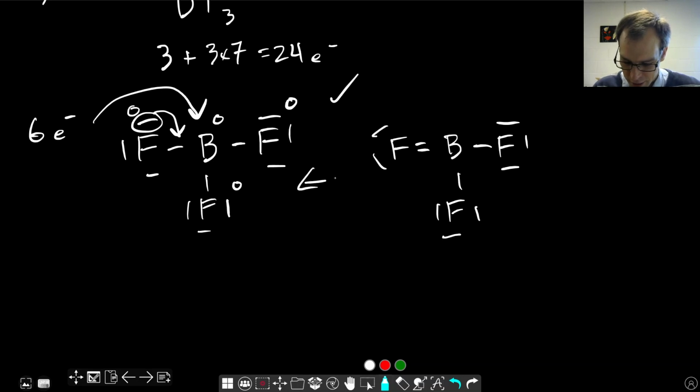This is a resonance structure. And again, we could repeat this. There are 2 additional resonance structures where the double bond could be on the fluorine on the bottom or the fluorine on the right instead of the fluorine on the left. We're not going to draw all those out because the analysis is going to be the same.